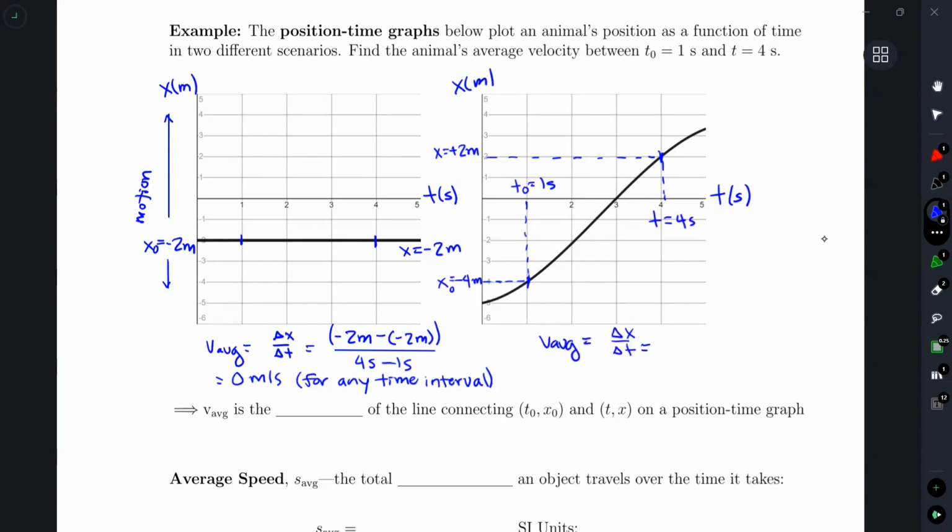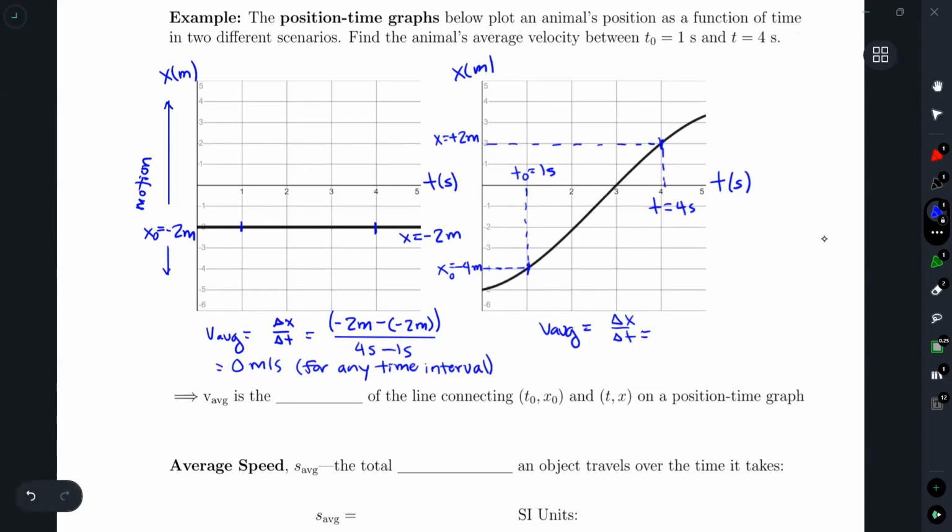3. Okay, let's check. So my final position was +2 meters. My initial position was -4 meters. My final time was 4 seconds. My initial time was 1 second. So 2 minus -4 is 6. We divide that by 3. It's going to be +2 meters per second. In other words, 2 meters per second in the positive direction.